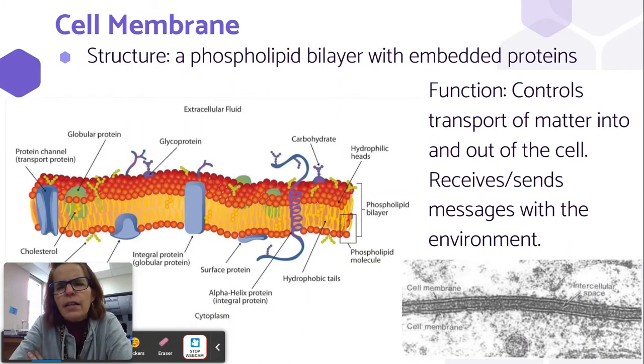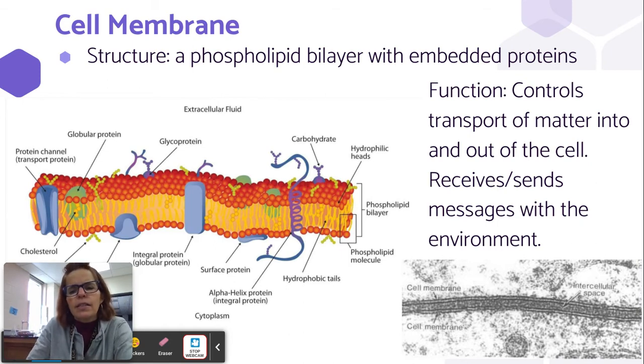So the function of the cell membrane, if we're being very general, it controls the transport of matter into and out of the cell, and it receives and sends messages within the environment. This is a transmission electron microscope photo of the cell membrane. It's really hard to tell, but this line up here, those are the hydrophilic heads. And then in between are the tails, the hydrophobic tails. And then the heads are down at the bottom again.